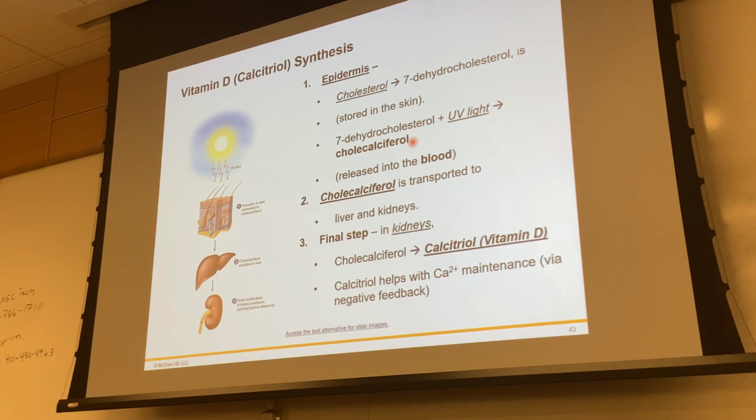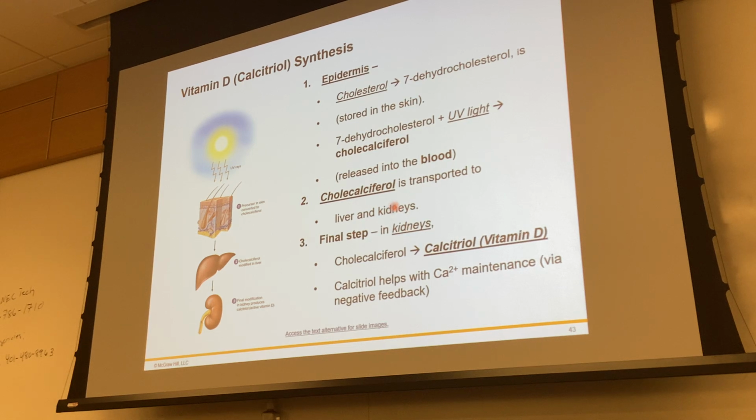We're going to start with cholesterol and UV light. I don't worry about the intermediary form here, this 7-dehydrocholesterol. So cholesterol and UV light makes cholecalciferol. That cholecalciferol is transported to the liver and the kidneys, and there's definitely a difference right here. There's sort of a characteristic here, but I'm mushing them together. First it goes to the liver, and then it goes to the kidneys. I'm not worried about that.